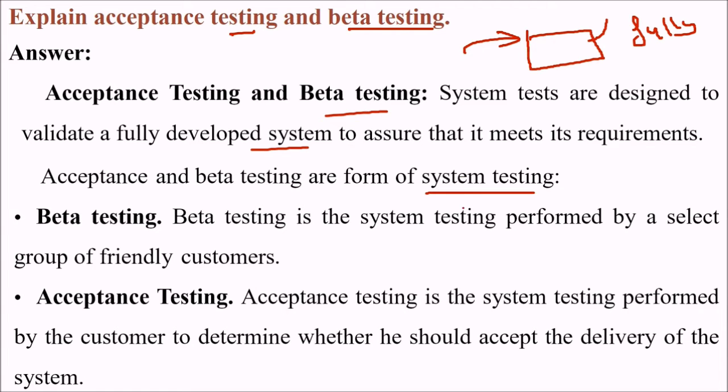Beta testing is system testing performed by a group of friendly customers at their site. Alpha testing is a type of testing performed by the user at your organization. That means the user will come to the developer site and test. Acceptance testing is system testing performed by the customer to determine whether he should accept the delivery of the system or not.